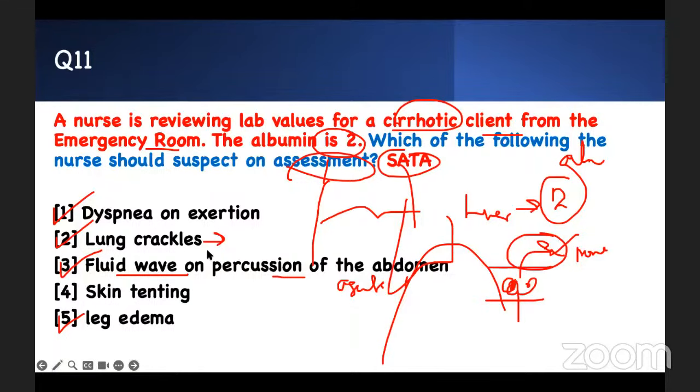Their skin is not going to be tenting. It's not going to be flat. It will be a lot of edema. So 1, 2, 3, and 5 are your right answers. So that's what you expect with somebody with low albumin. Okay. Now I'll let you guys do the rest.